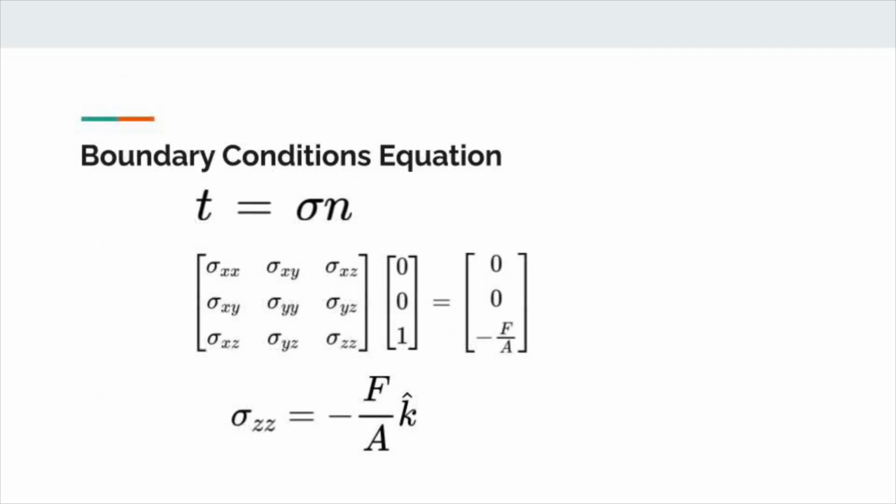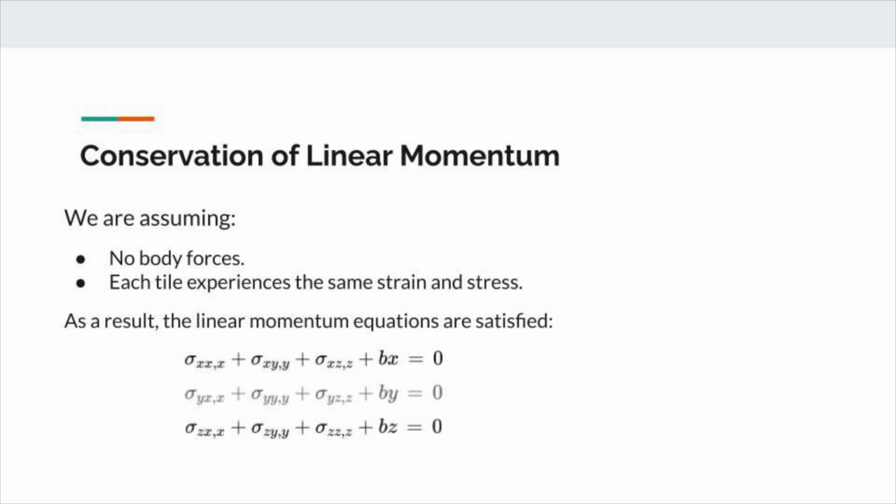Assuming the only known traction in the Z direction is the air-resistant force on the tiles, we get the equation as shown. Thus, we have the boundary condition of sigma zz equals negative drag over area in the zz direction. Assuming there are no body forces, and also assuming each tile experiences the same strain and stress, the linear momentum equations are conserved and satisfied.